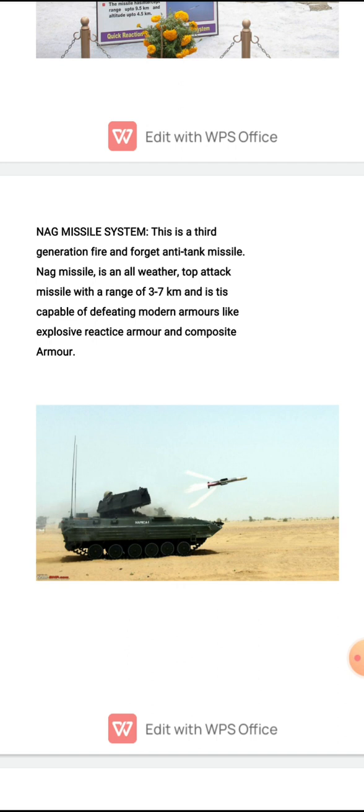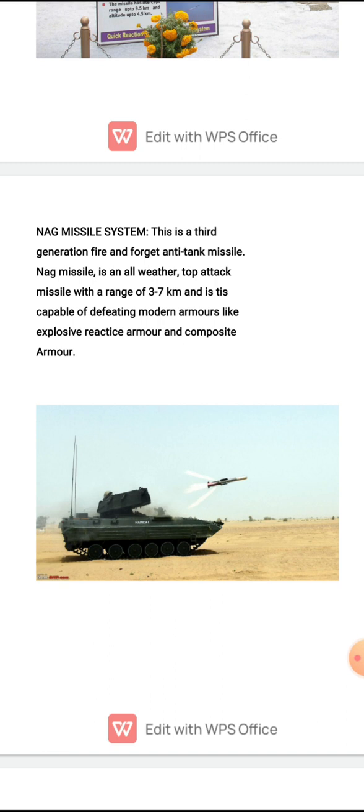So generally you can see the tank below. When an enemy fires something on our tank, anti-tank missiles are fired so that these missiles can hit the enemy missile and destroy it in mid-air, so that our tank is not destroyed. So this is the third generation fire and forget anti-tank missile. What is fire and forget? I have explained this in our previous videos, but again I will explain it.